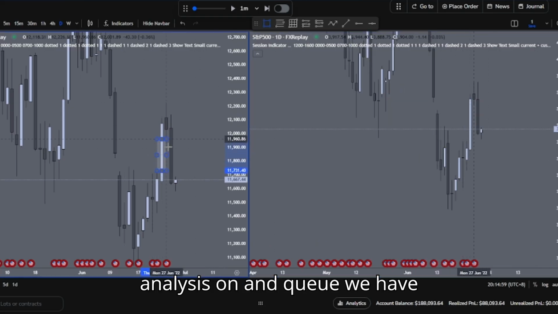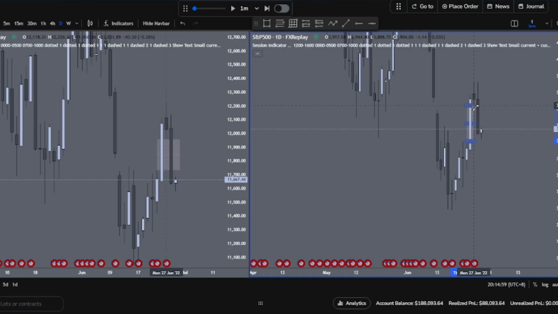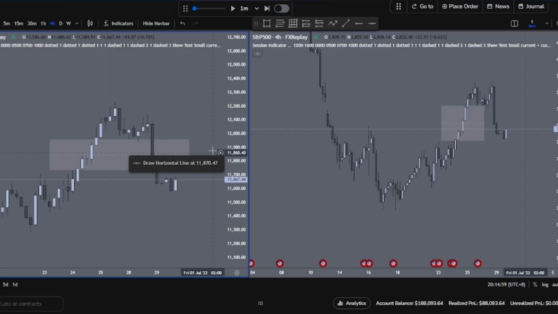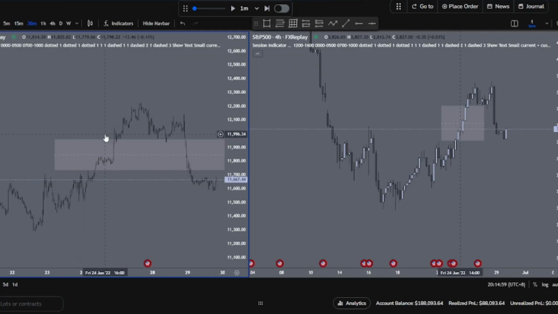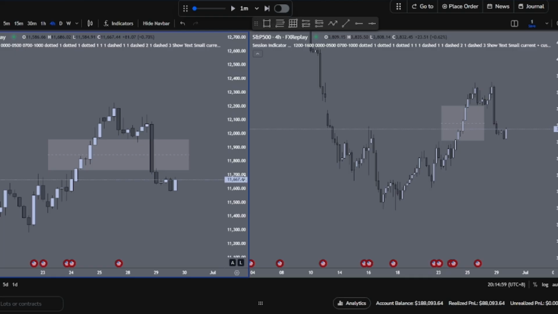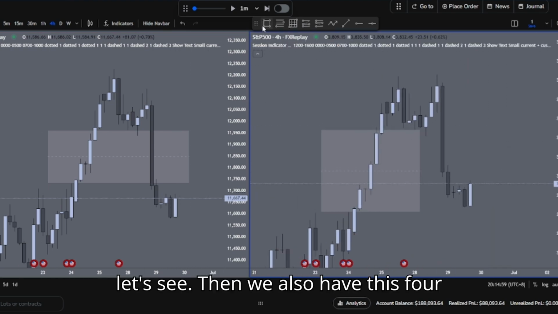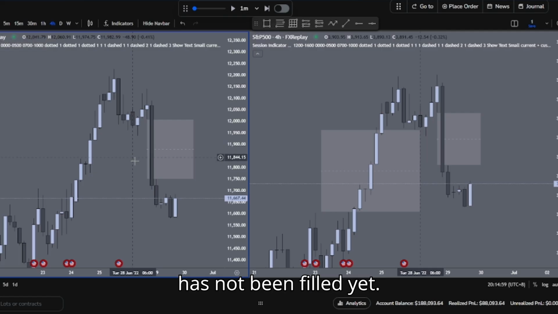So again, top down analysis, on NQ we have inversed the daily gap, but on ES we have not. So it's a bit tricky because it's slightly uncorrelated. Because if you zoom in, you would see that, if I'm not wrong, I think there will be some form of internal bullish SMT. So let's see, then we also have this 4-hour gap that we can fill. Has not been filled yet.